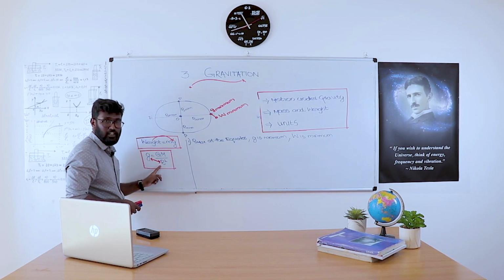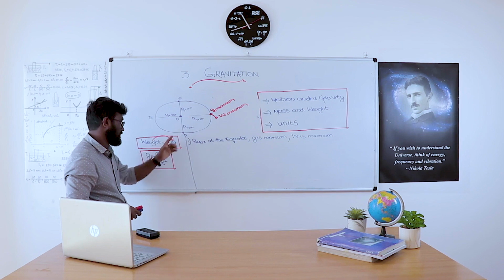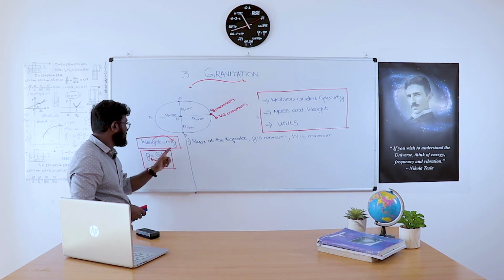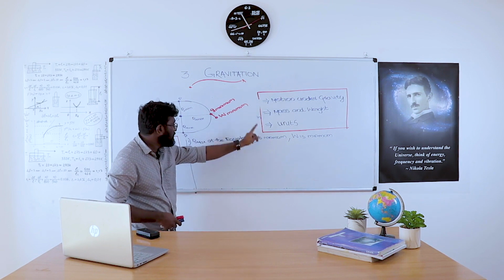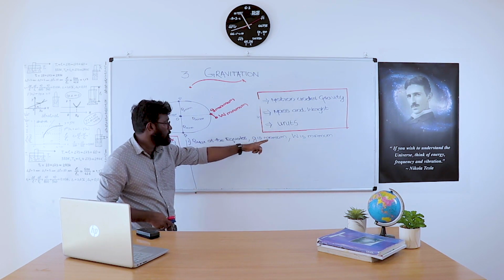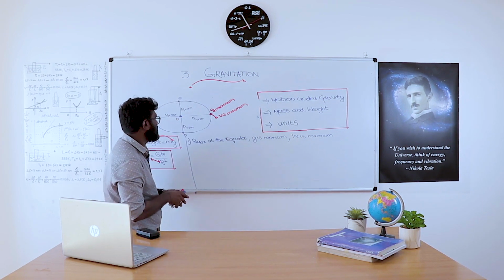From the equation, whenever R is maximum, G is minimum. Whenever G is minimum, weight is also minimum. These are the two equations responsible for all these conditions. So R is maximum at the equator, therefore G is minimum at the equator. G and W are directly proportional. Whenever G is minimum, weight is also minimum. So weight is minimum at the equator.